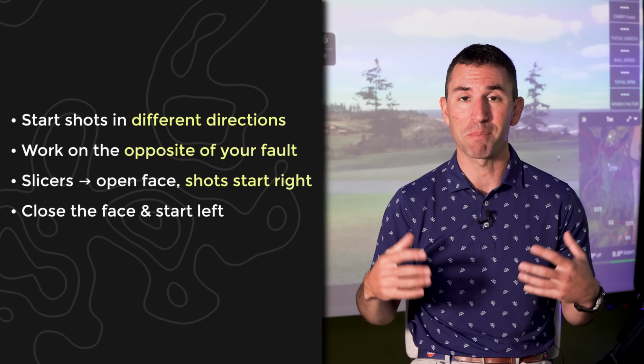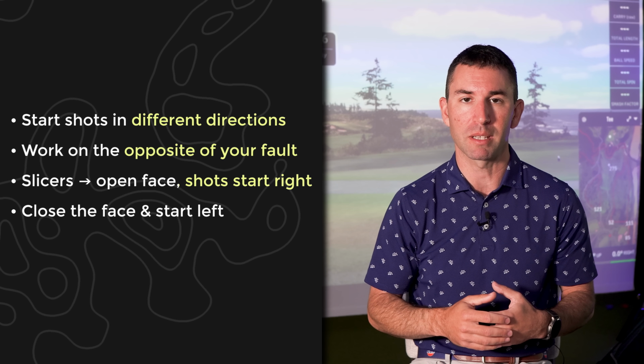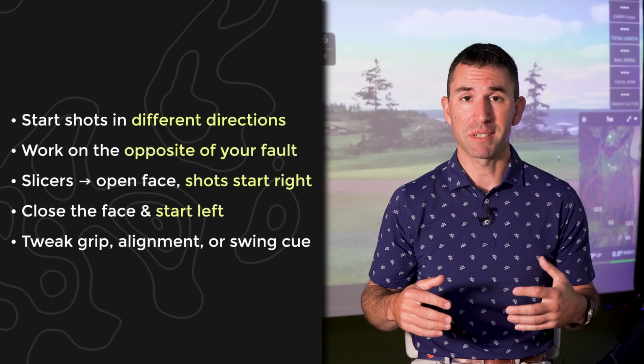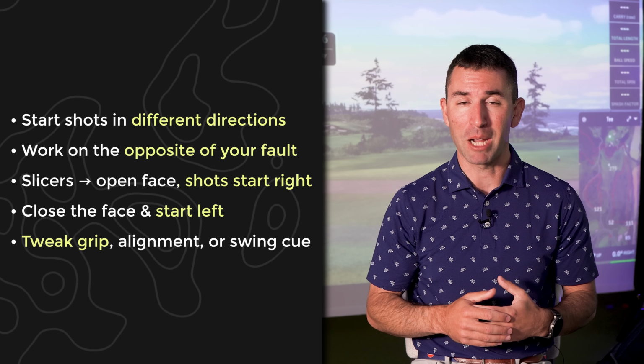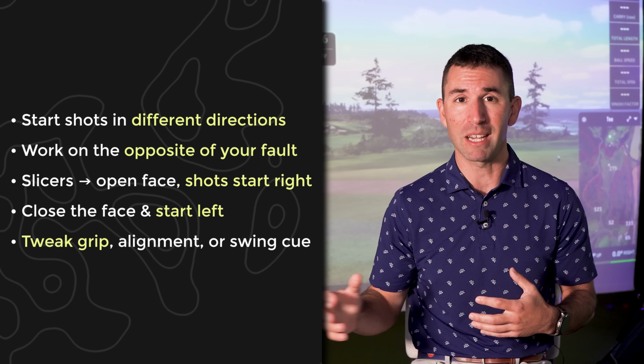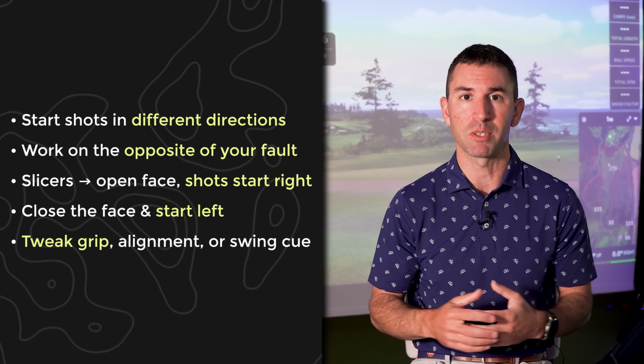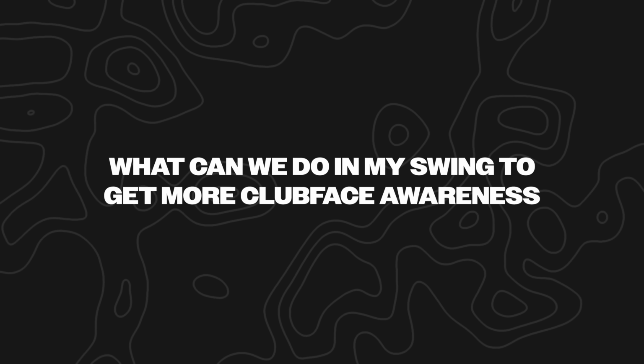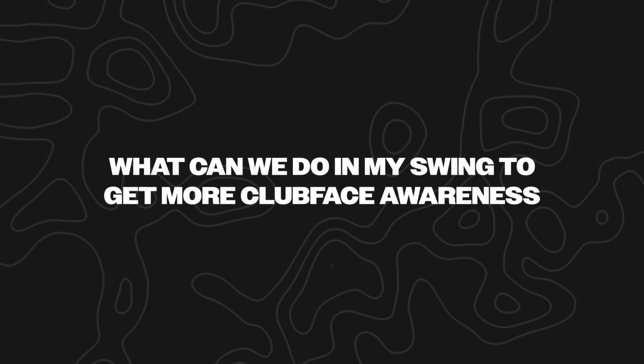You need to experiment with what it takes to close the club face and start the ball more left of your target. Now to do this, you might need to tinker with your grip, perhaps making it stronger, or even your alignment, or finding some type of cue in your golf swing like I did with my trail forearm. Now getting swing lessons can definitely help here, but you have to challenge your instructor to get to the very simple question: what can we do in my swing to get more club face awareness and, more importantly, control?